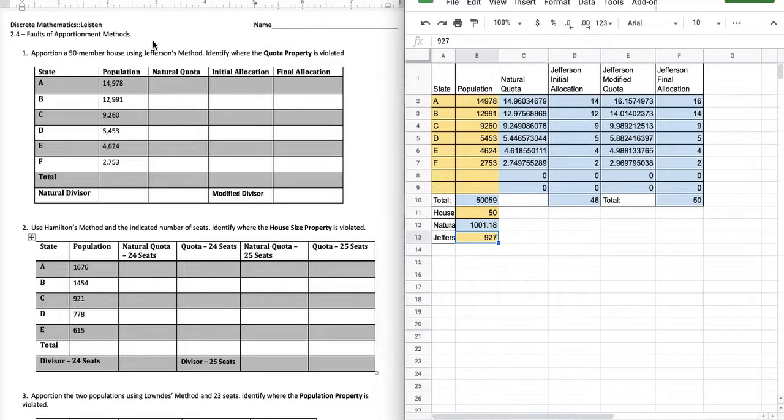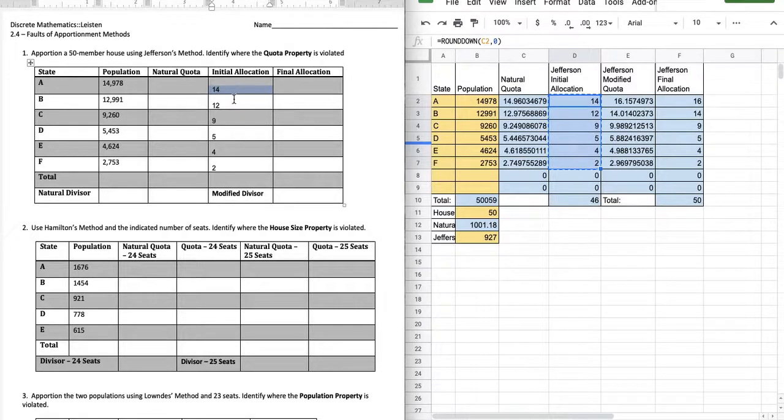So over on the left side, I'm trying to use this assignment to help us kind of see what's happening. The initial allocation, I'm going to copy these numbers over to my spot. Our initial allocation, we have 14, 12, 9, 5, 4, and 2. We had a total of 46. Our final outcome, we ended up with 16, 14, 9, 5, 4, and 2. So we had 46, we needed 50, we've got a divisor of 927. So here's where, identify where the quota property is violated.